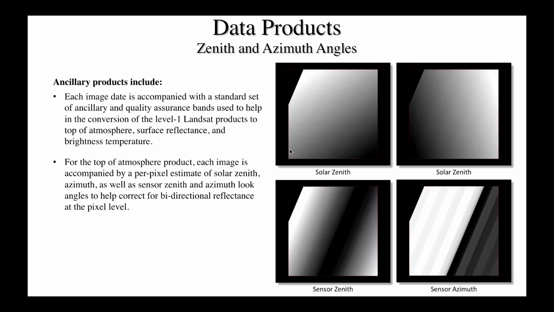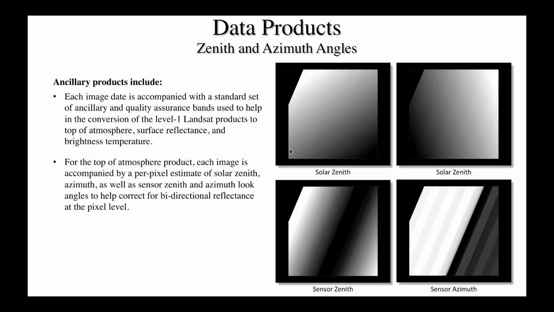Each pixel has an estimate of solar zenith, and each pixel has an estimate of solar azimuth, and each pixel has an estimate of sensor zenith and sensor azimuth. So you just don't use one value for the entire image, which is what we used to do. Every pixel has its basic look angle, bidirectional look angle, which theoretically should provide a much better representation of what reflectance is on a per pixel basis.